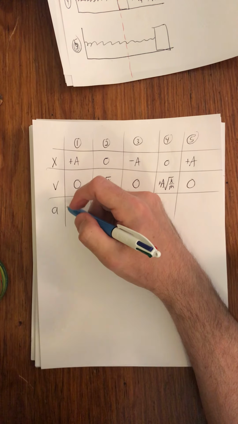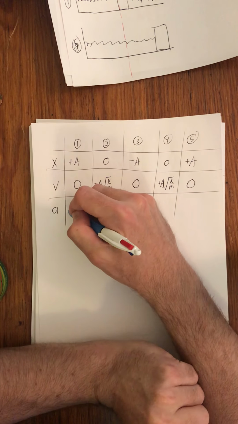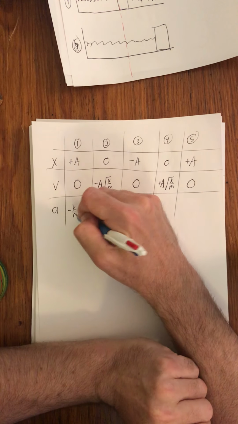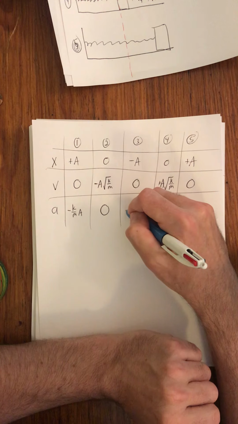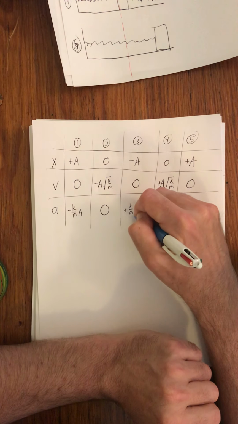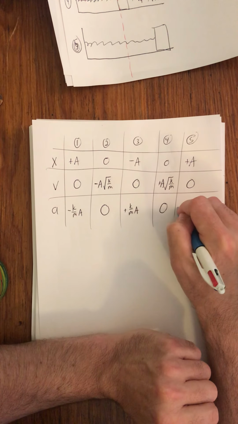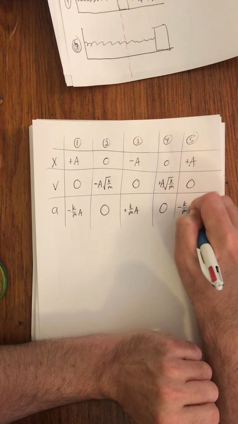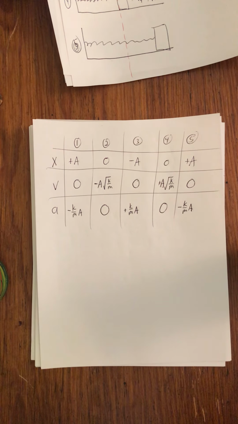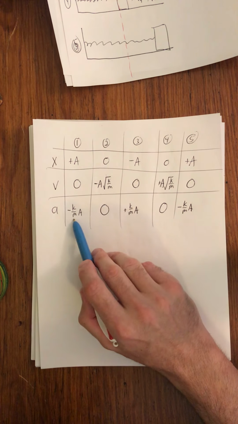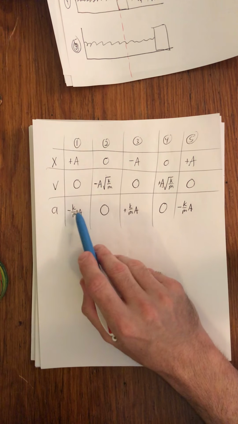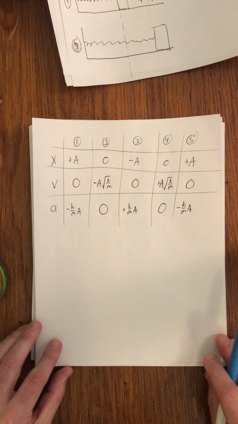And then here I had negative K over M A, 0, positive K over M A, 0, negative K over M A. That's interesting. That K over M term pops up quite a number of times. Here it's the square root of K over M, or here it's the square root of K over M squared. It's so interesting that that popped up.